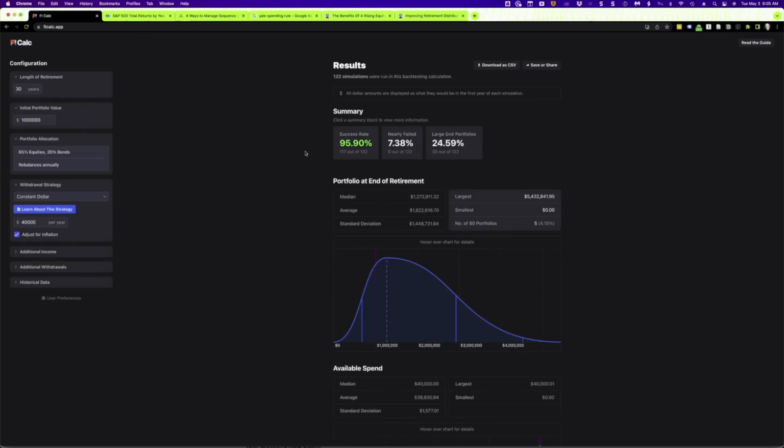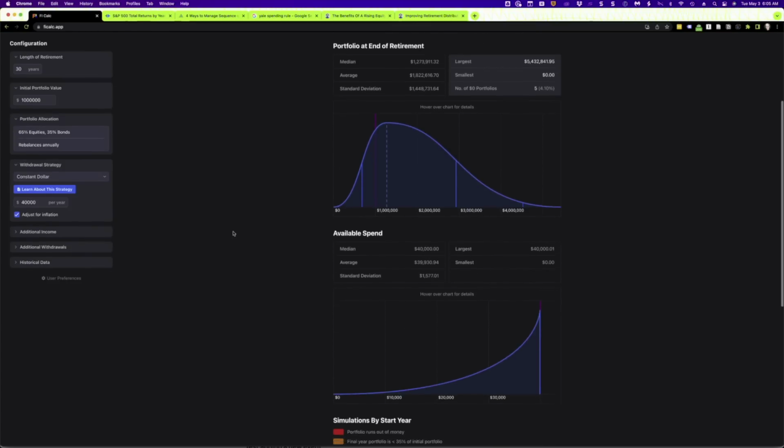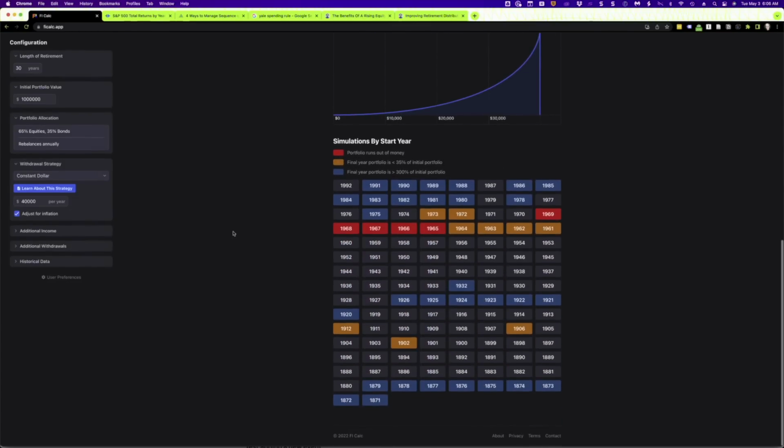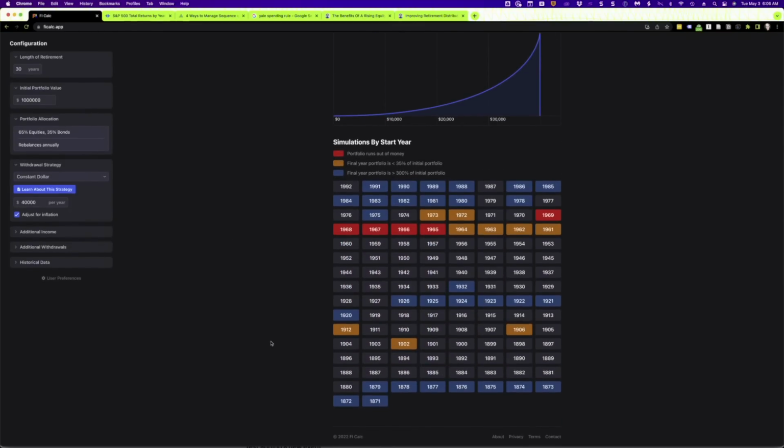And according to this tool, it's got a 95%, 96% chance of success. And this actually shows us what years it failed. Those would be the years in red. Portfolio ran out of money. We're assuming, as you can see up here, a 30-year retirement. And so the results this tool is showing are actually a little different than Bill Bengen, because at 4%, he concluded that there were no failures.